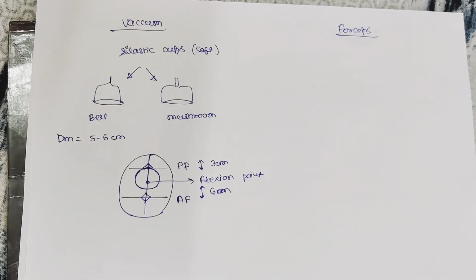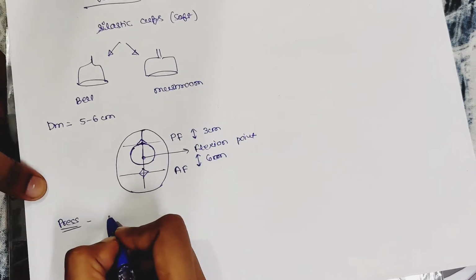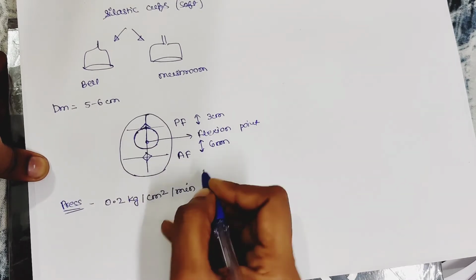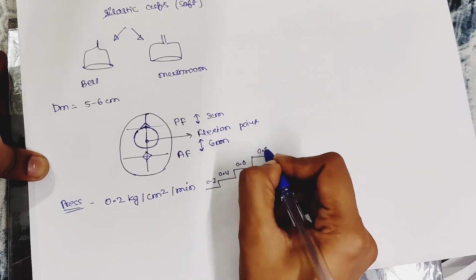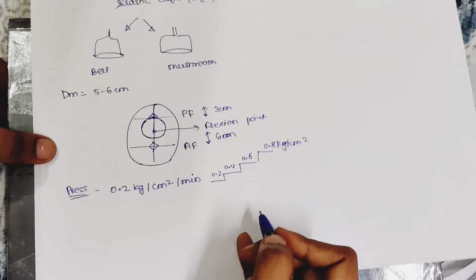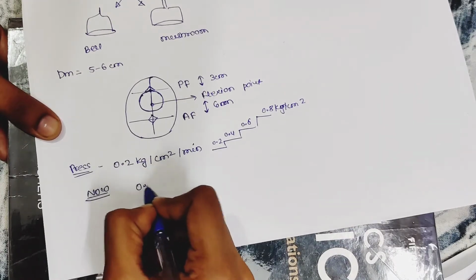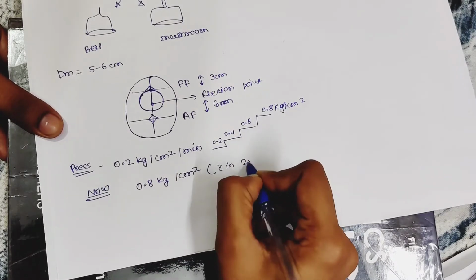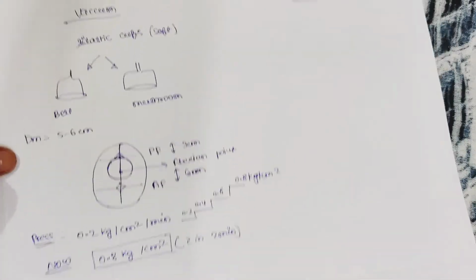So this is the ideal flexion point, and the initial pressure generated should be 0.2 kg per centimeter square per minute, and it should be stepped up like first 0.2, then 0.4, 0.6, then 0.8 kg per centimeter square. But now we don't do it like this; now we directly apply 0.8 kg per centimeter square pressure. Now the machine delivers 0.8 kg per centimeter square within 2 minutes only. So this is the initial pressure now. So this is something about vacuum.